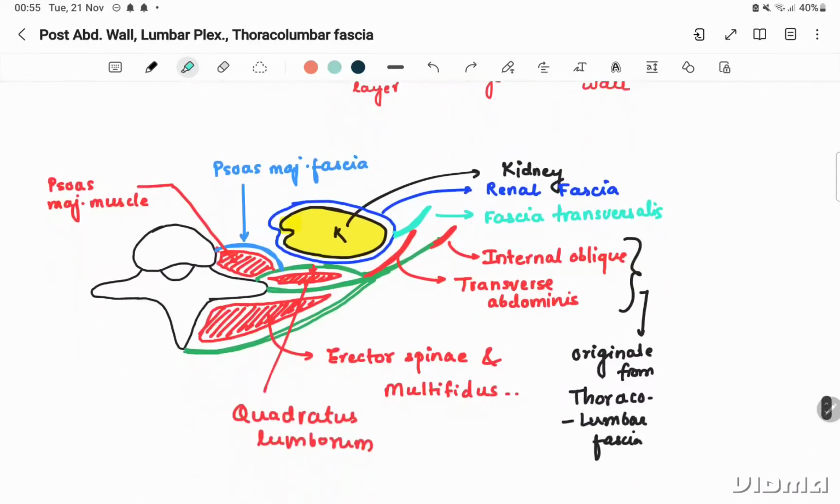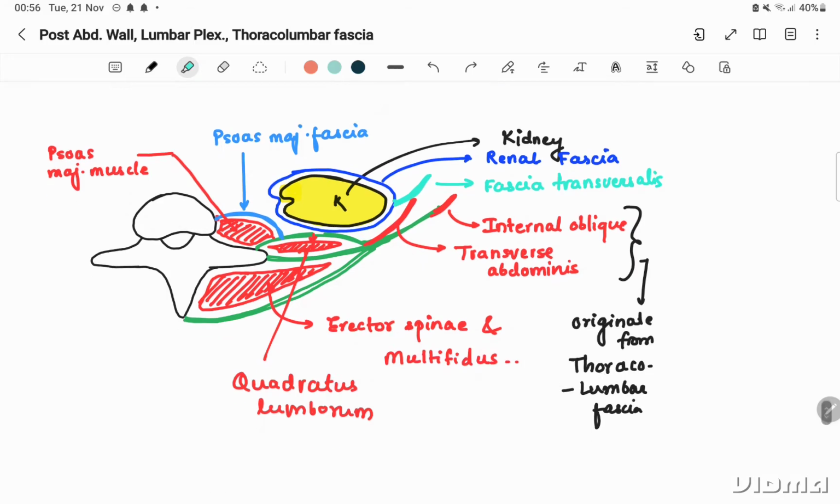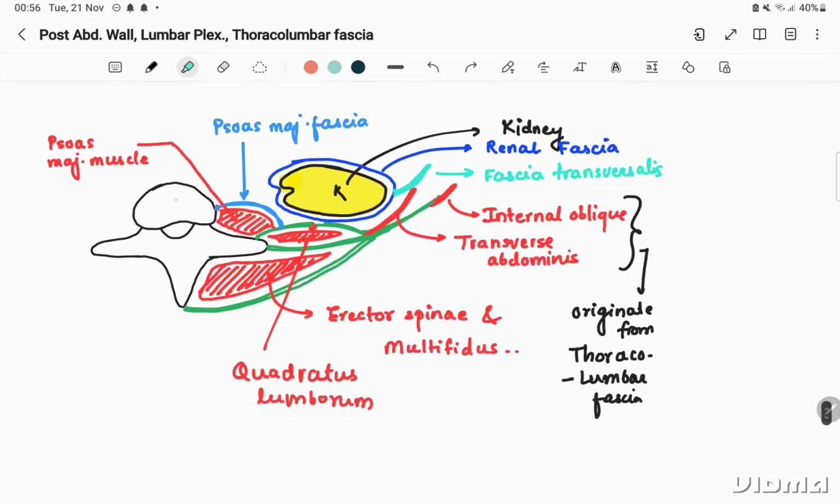And talking about this, we have the transverse section which is showing your thoracolumbar fascia. This is the psoas major muscle which is attached to this part, the pedicle of your vertebrae. Okay, and to the transverse process, the muscle that is quadratus lumborum is attached, and the erector spinae and the multifidus and many other muscles are attached like this. So this green fascia is called your thoracolumbar fascia.